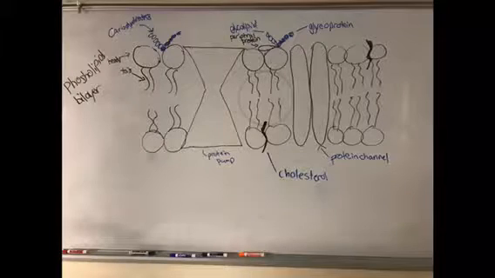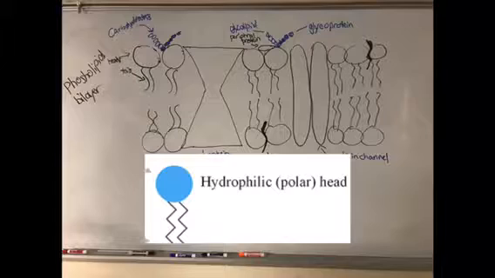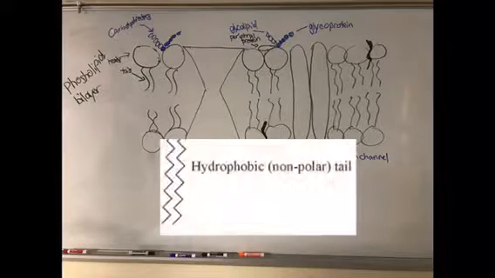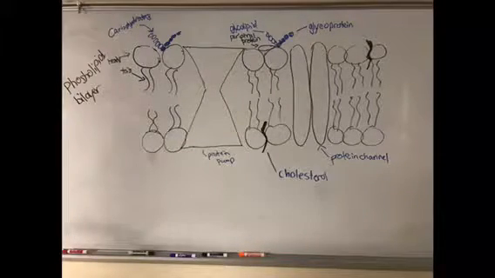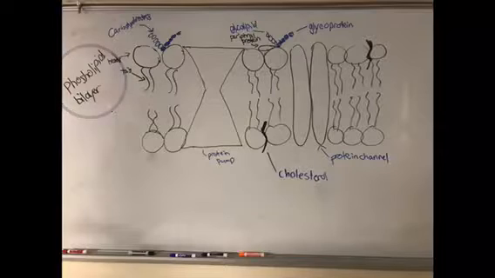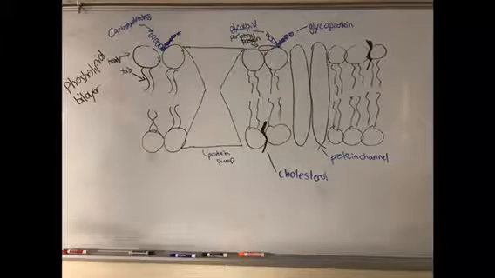The phospholipid head faces the watery environment, which means it is hydrophilic, so it is polar and it readily absorbs or dissolves water. The phospholipid tail is isolated from the water, which means it is hydrophobic, or nonpolar, so it does not have a charge and it repels the water. The phospholipid bilayer has two layers of phospholipids that are arranged according to their properties.